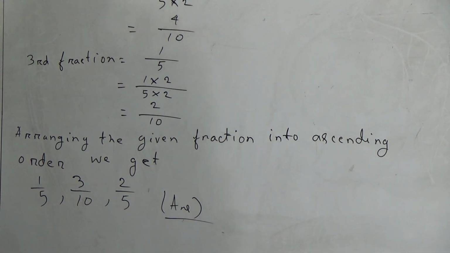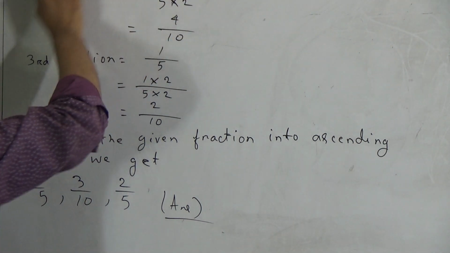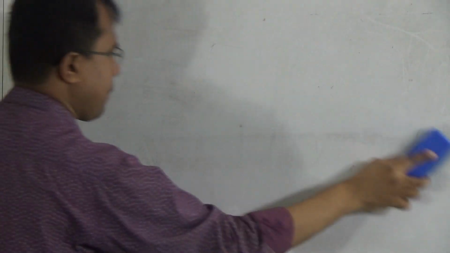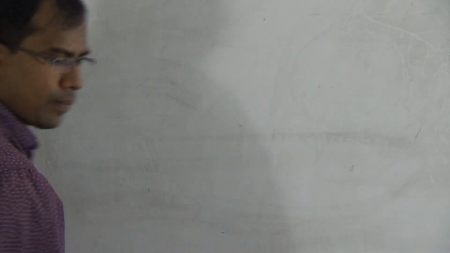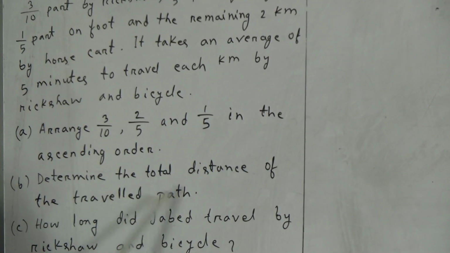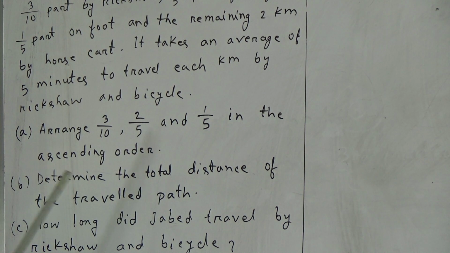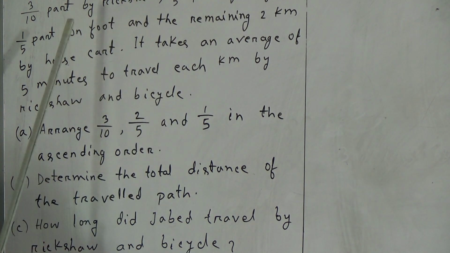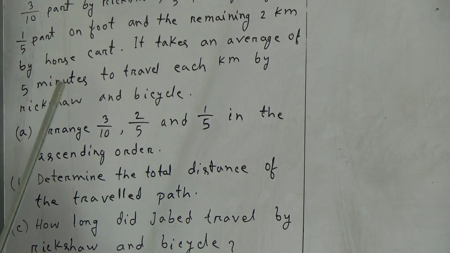Now we'll solve B number. Question of B number is, determine the total distance of the traveled path. Total distance you have to find out. At first we'll add 3 by 10, 2 by 5 and 1 by 5. That means the distance covered with a rickshaw, bicycle and on foot.